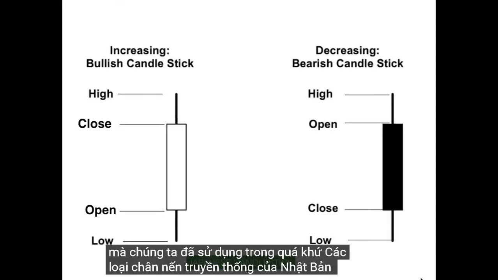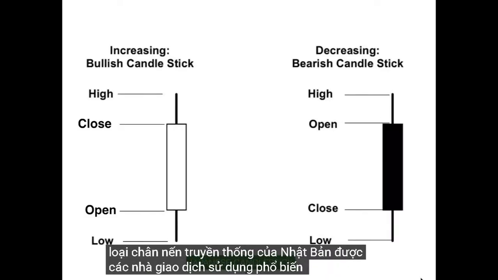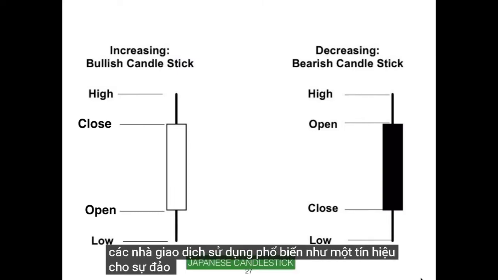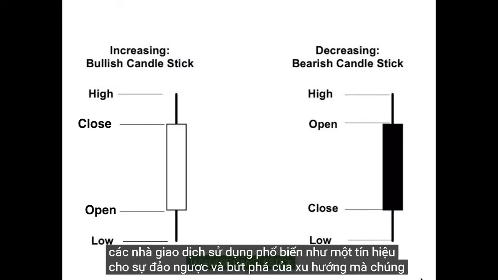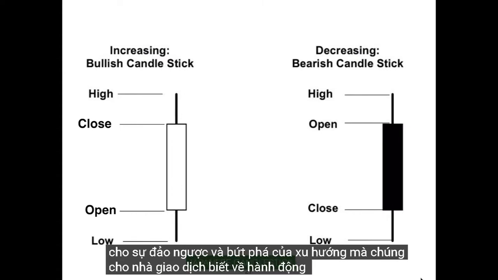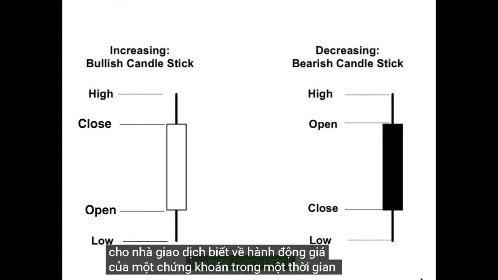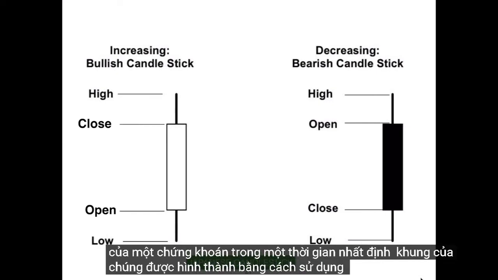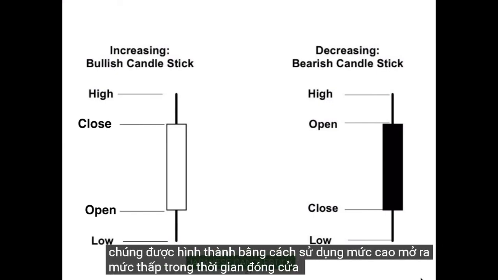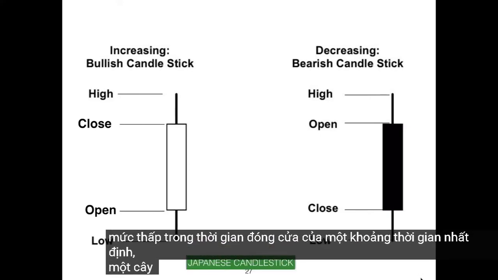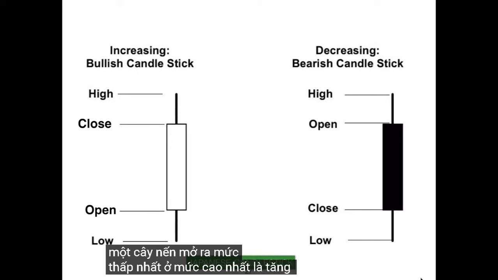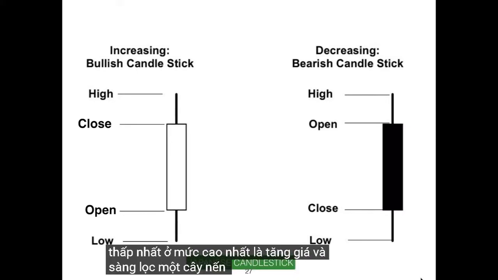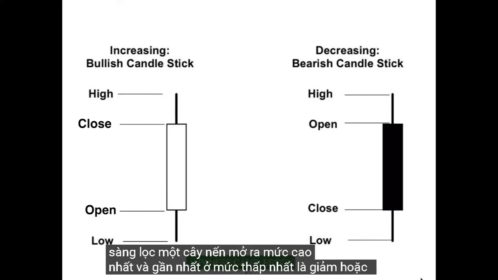Traditional Japanese candlesticks are popularly used by traders as a signal for trends, reversals, and breakouts. They tell the trader about the price action of a security within a given time frame. They are formed using the open, the high, the low, and the close of a given time period. A candle that opens at the low and closes at the high is bullish and is green. A candle that opens at the high and closes at the low is bearish or red.